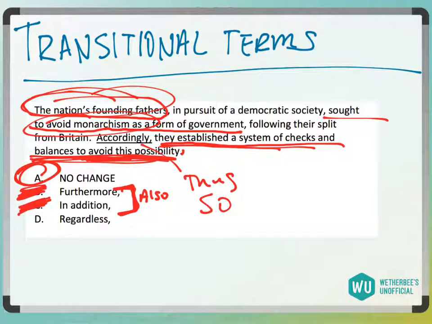And then D would be the opposite of A, like they wanted to avoid monarchism regardless they established a system. So we wouldn't want to say regardless. Regardless would be something like they wanted to avoid monarchism regardless they established a king to be in charge of the government. So again, we would have answer choice A.